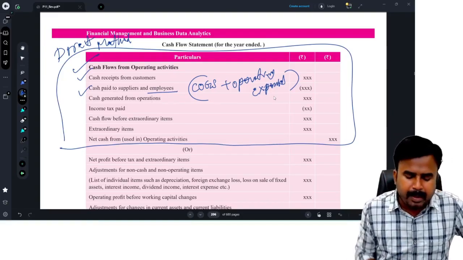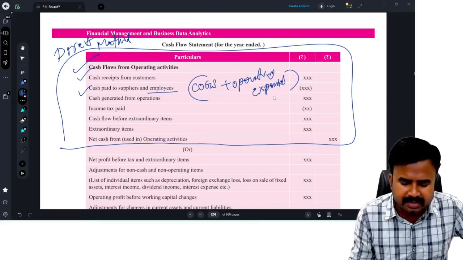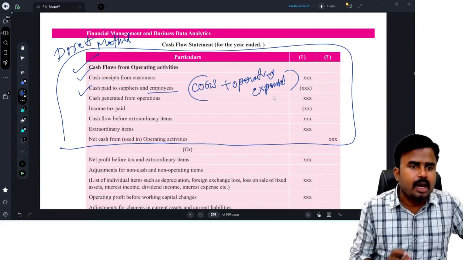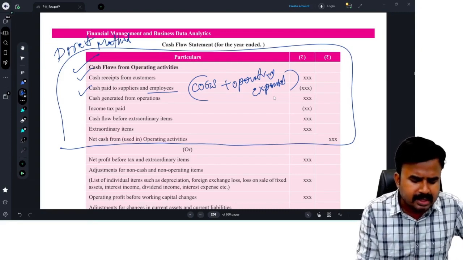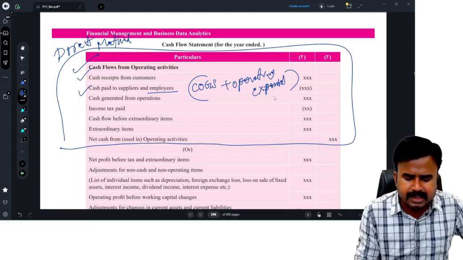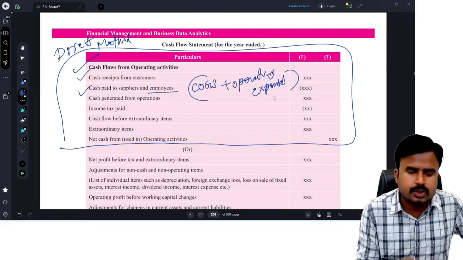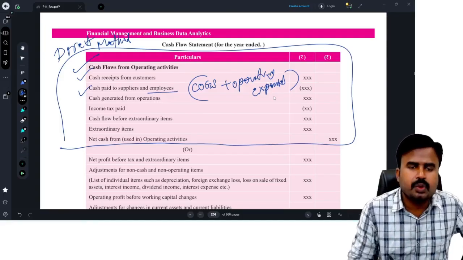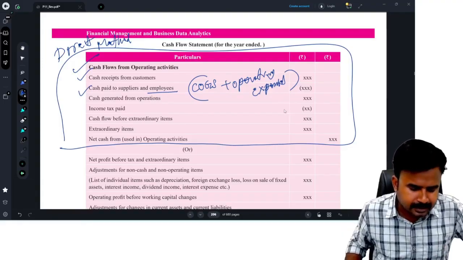You should calculate the payment made during this period with respect to cost of goods sold and with respect to your operating expenses. Operating expenses means administration, selling and distribution expenses. So my dear students, cash paid to suppliers and employees means payment to creditors and cash purchases, and also payment of salaries and wages, and also other operating expenses must be considered here along with factory overhead expenses.